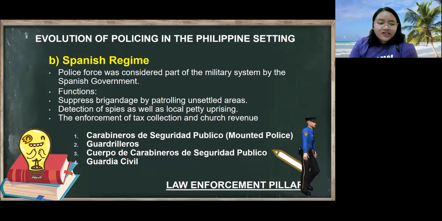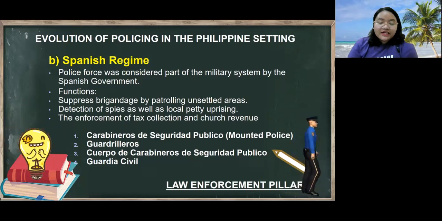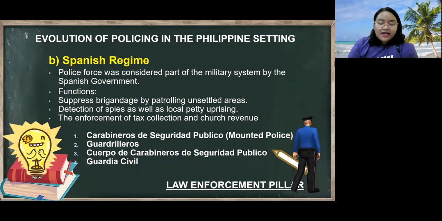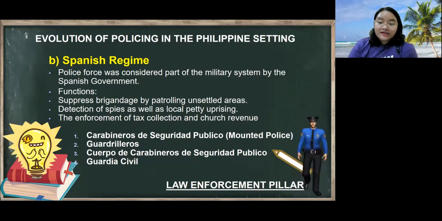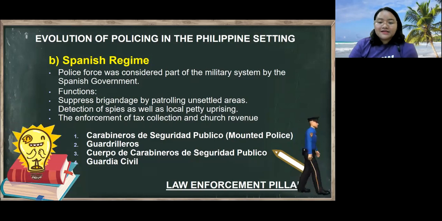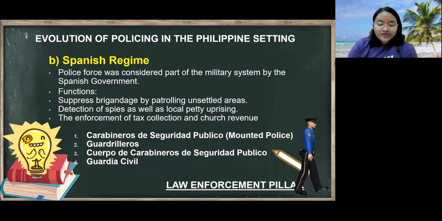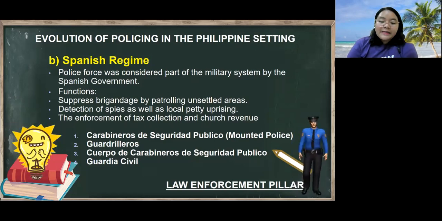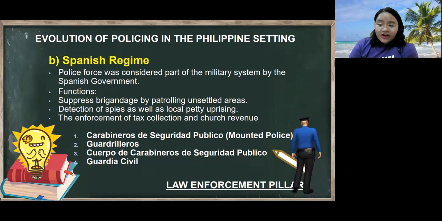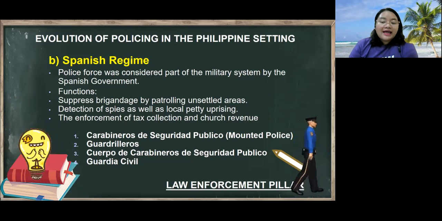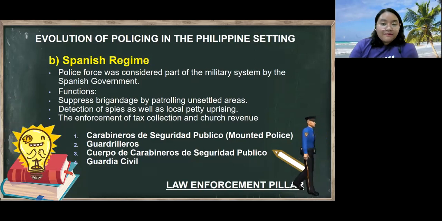Next was the Cuerpo de Carabineros de Seguridad Público. It was established on December 20, 1842. There were two duties of these members: the general duties and the specific duties. In terms of general duties, their function is to prosecute the law breakers and maintain peace and order. While their specific duties were to watch and guard the custom houses and prevent the entry of contrabands.